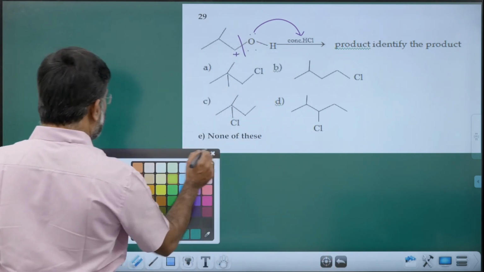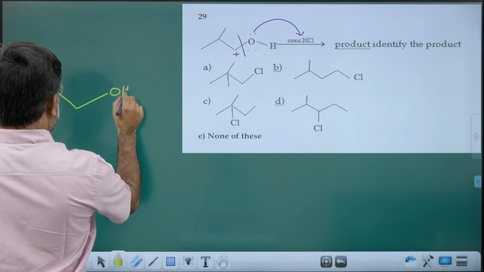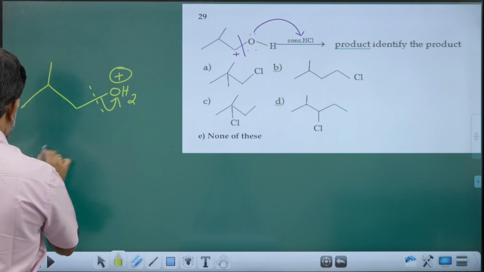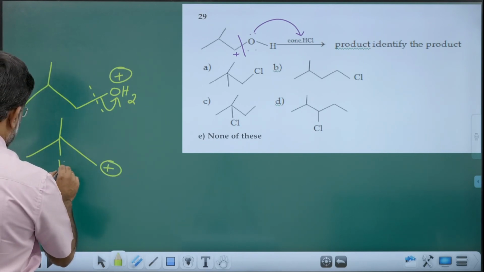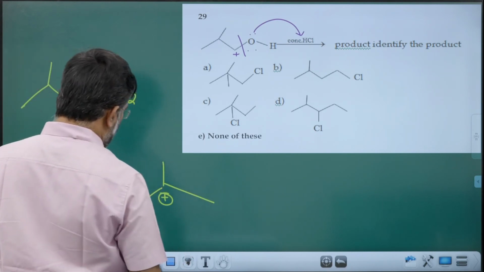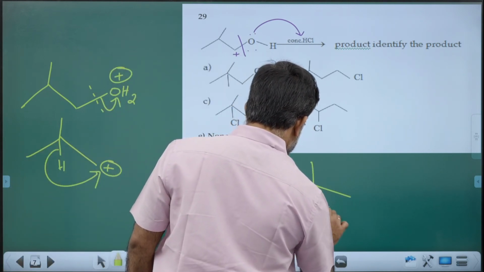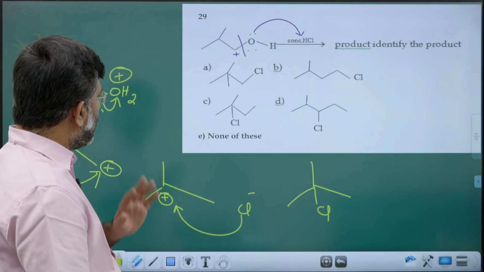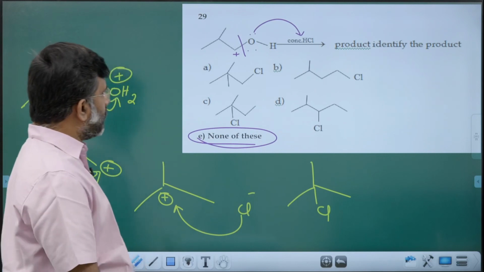I will write the reaction. You see, this OH becomes OH2 plus. Now it breaks here and thereby you get a primary carbocation, and now hydrogen will migrate to this position and you will get a tertiary carbocation, and now the chlorine attacks over here and you get the product like this. None of these matching. Answer is option E. None of the given is matching.